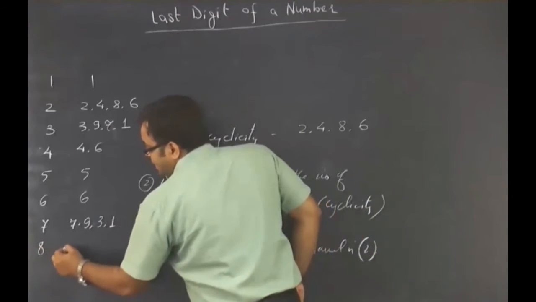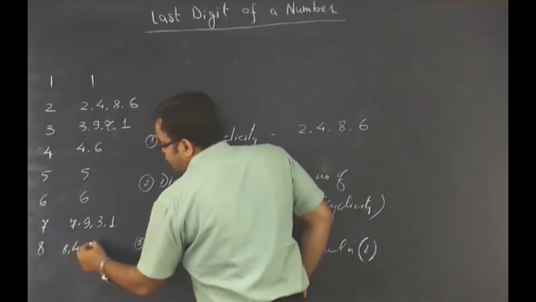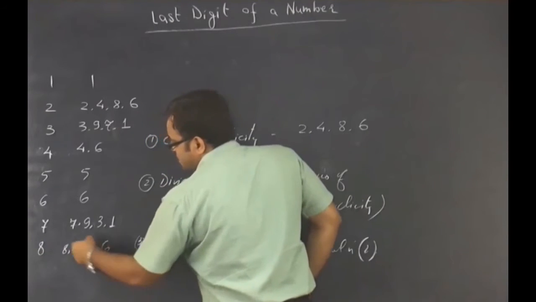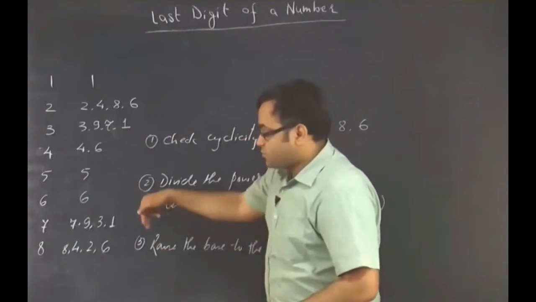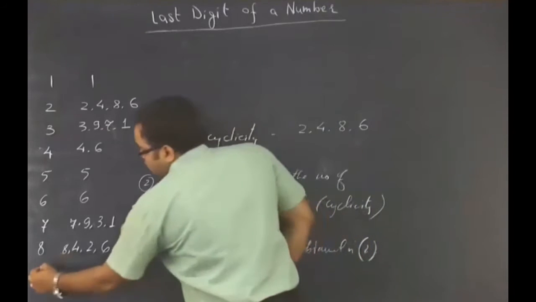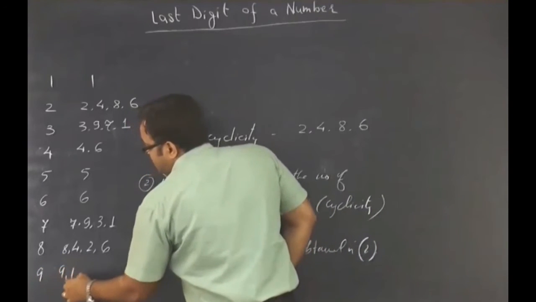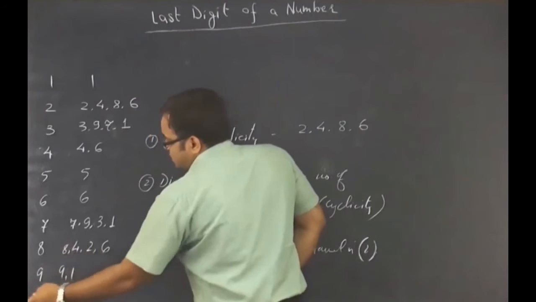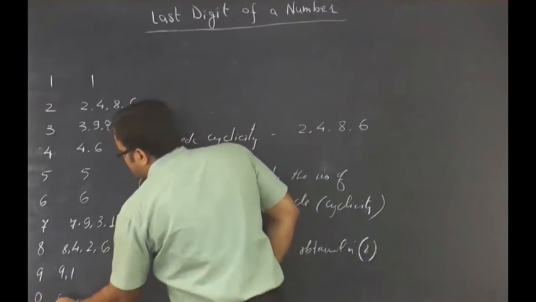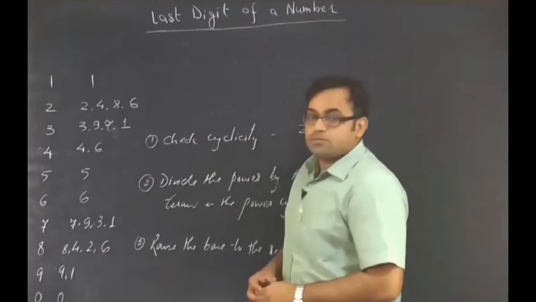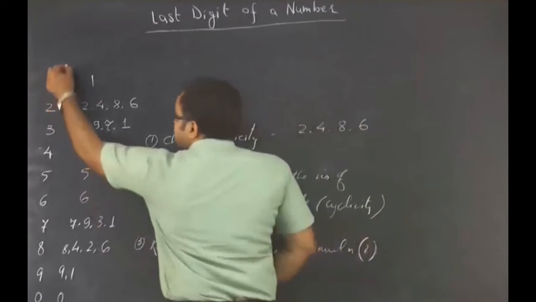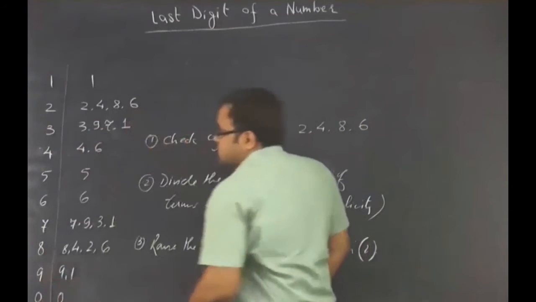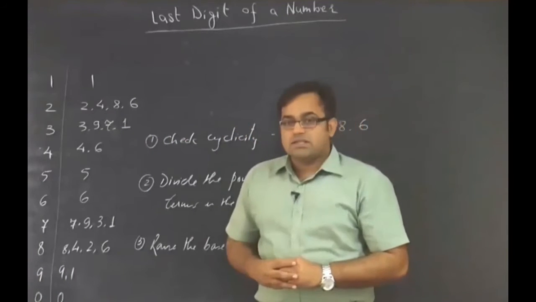For 8: 8, 8 eights are 64, 4 eights are 32, 2 eights are 16, 6 eights are 48, so 8, 4, 2, 6 will be the power cycle. For 9, it will be 9, 9 nines is 81. Once I get a 1, the same cycle starts repeating. For 0, obviously, it will always be 0. So these are the power cycles for numbers ending in various digits.